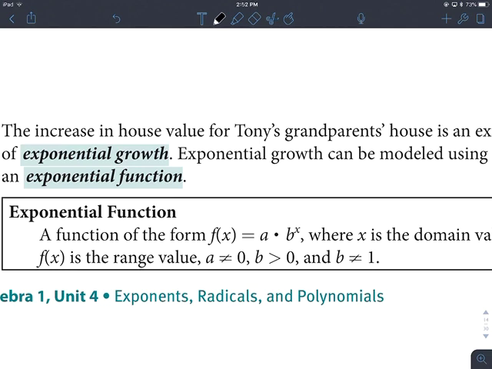So this is what it looks like. Again, this is nothing new, meaning that we've seen functions before in the form of y equals mx plus b. Now we're looking at this one, which is an exponential function. And how does it look? f of x is equal to a times b to the x power.